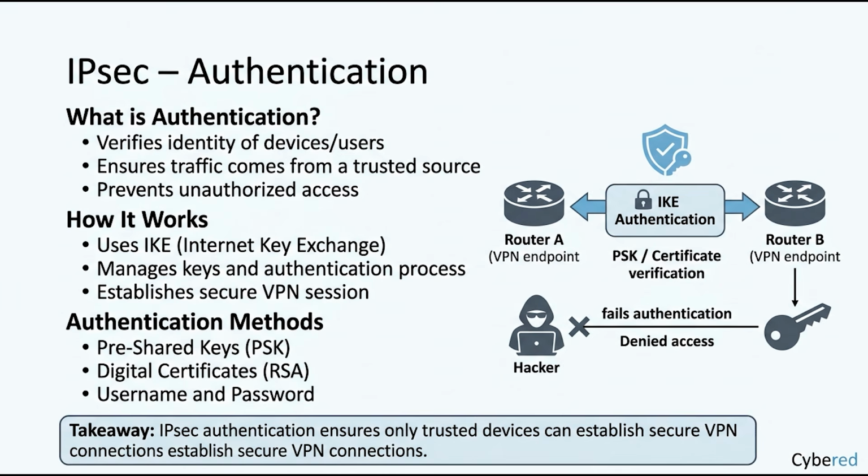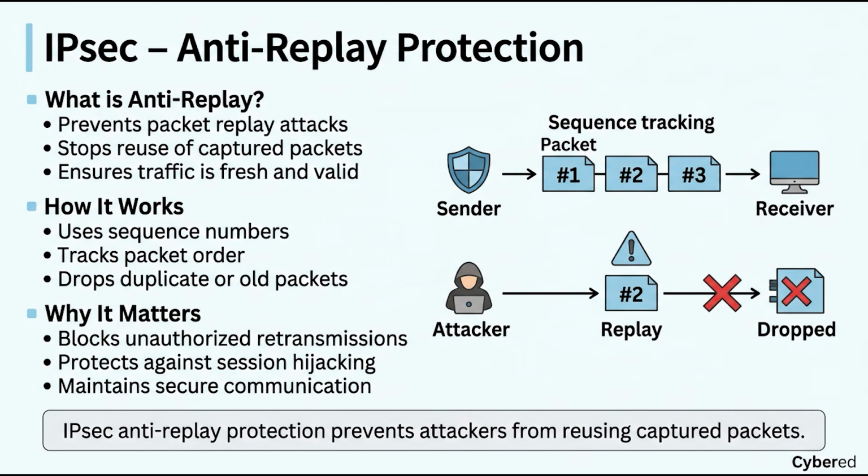And authentication. Authentication verifies the identity of the communicating devices or users, ensuring that messages originate from a trusted source. IPsec commonly uses Internet Key Exchange for authentication and key management. Authentication methods may include pre-shared keys, digital certificates, username, and password. Anti-replay mechanisms prevent attackers from capturing packets and retransmitting them later to gain unauthorized access. IPsec tracks packet sequences to detect and block these replay attempts.